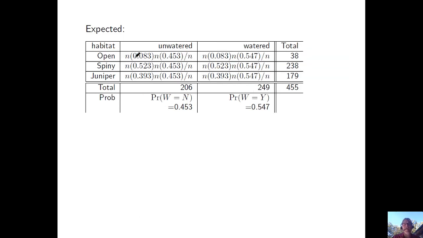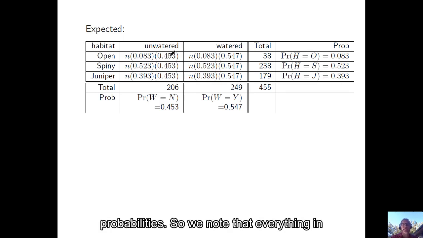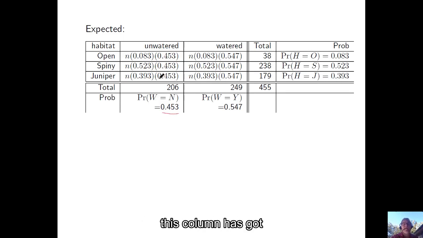If we fill in the, that's just a direct translation. We're filling in the probabilities, n times those two probabilities. So we note that everything in this column has got 45.3, and everything in this column has got 54.7, and everything in this row has got 8.3%. This row has got 52.3%. So there's a lot of symmetry in this problem.